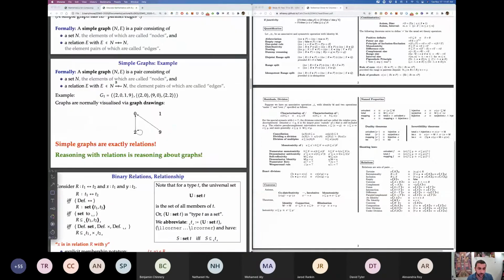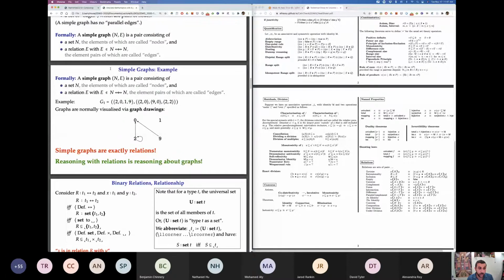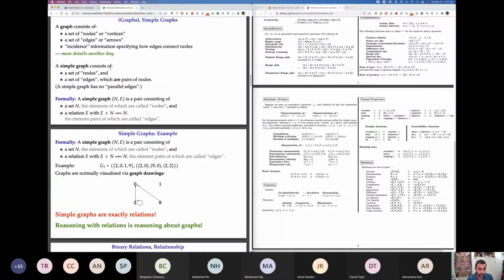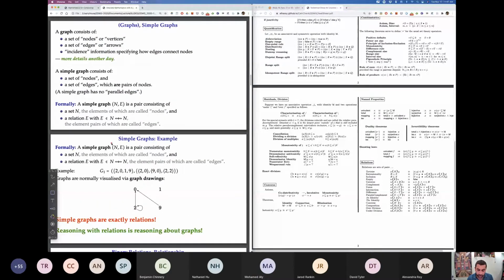Somebody's asking about this. A graph consists of two sets. The first one is called the nodes, here just 2, 0, 1, 9. The second one is called the edges, and it's a bunch of pairs. Okay? Good question.